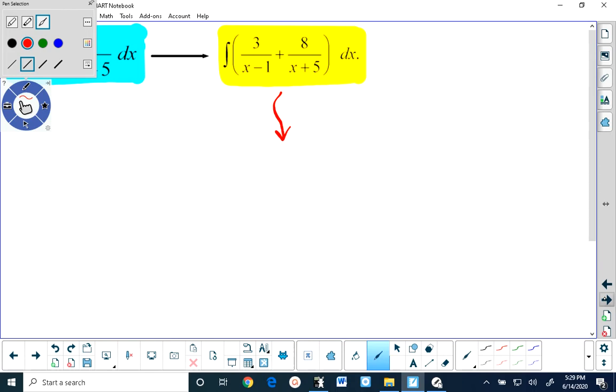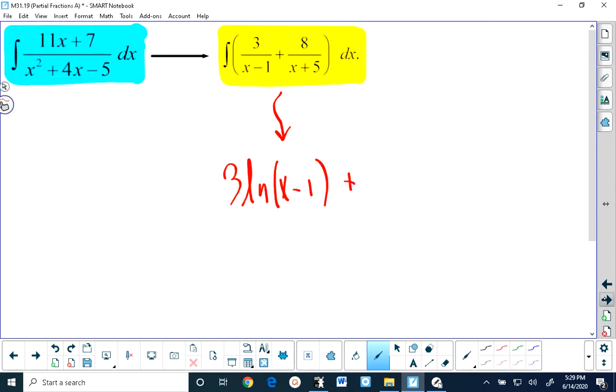The antiderivative of 3/(x − 1) is 3 ln|x − 1|, plus the antiderivative of 8/(x + 5) is 8 ln|x + 5|. It should be pretty obvious that if you differentiate 3 ln|x − 1|, you're going to get 3 times 1/(x − 1), which is what we were trying to anti-differentiate. And if you differentiate 8 ln|x + 5|, you're going to get 8 times 1/(x + 5), which is also in what we were trying to anti-differentiate. Of course, we have our constant.